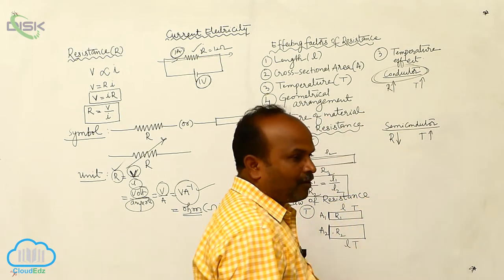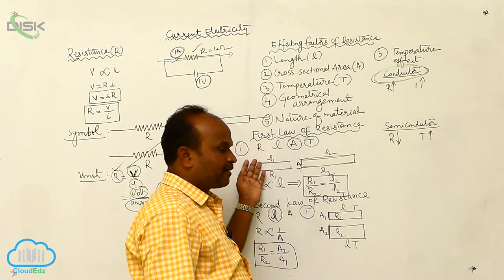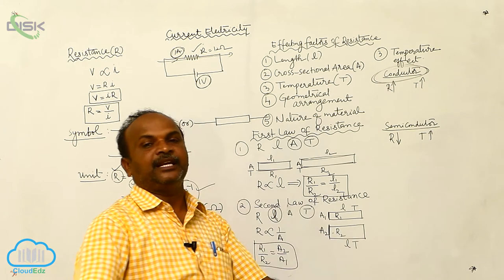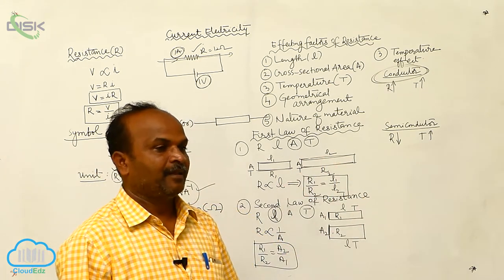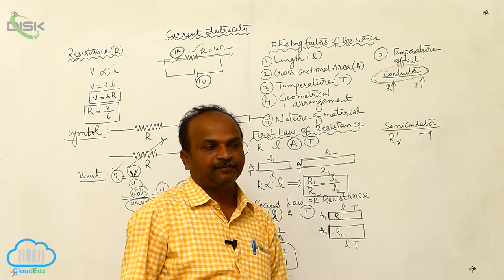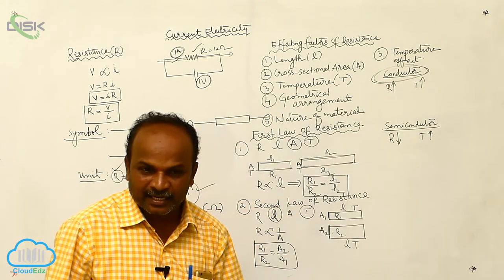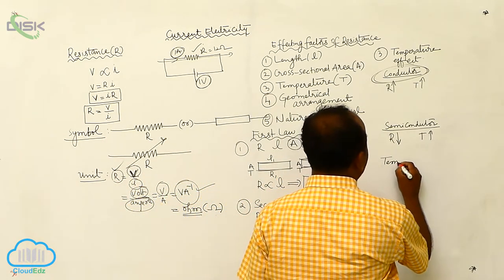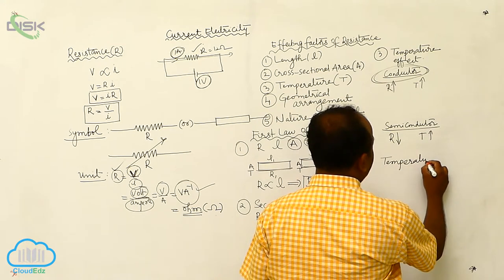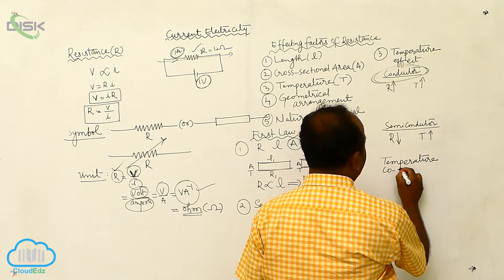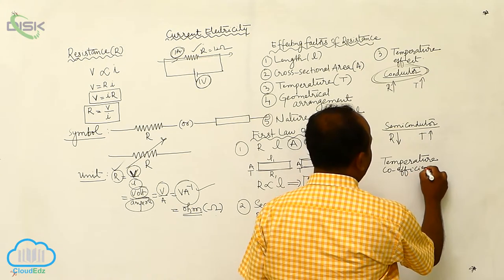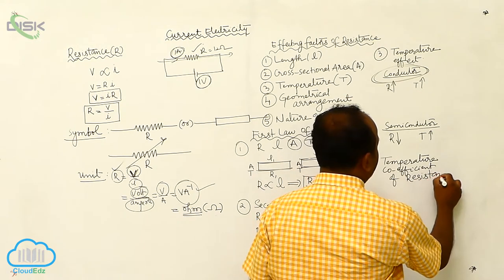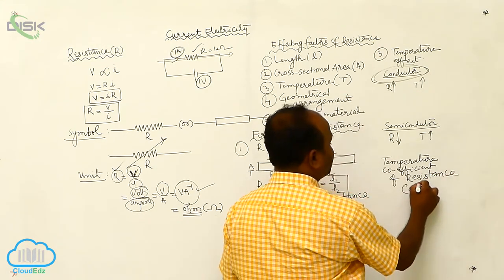As the length is changed, resistance is changed. As the area is changed, resistance is changed. Temperature is changed, resistance is also changed. Therefore, the variation of resistance due to the change in temperature can be explained through the temperature coefficient of resistance. This temperature coefficient of resistance is represented by alpha.